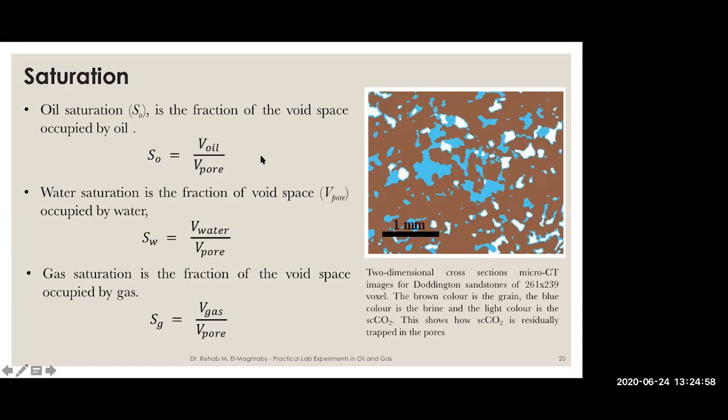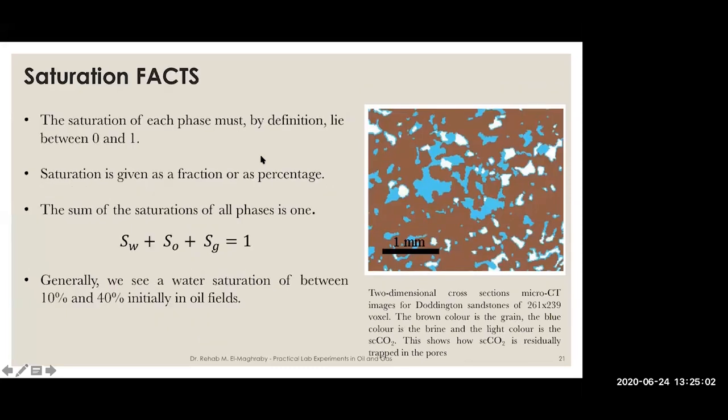Okay, so saturation can range from 0 to 1, and it is a fraction or percent. So it's also a volume fraction. The summation of water saturation plus oil saturation plus gas saturation will be 1 in the same pore space. In general, the saturation for an oil field may range from 10 to 40% for water saturation.